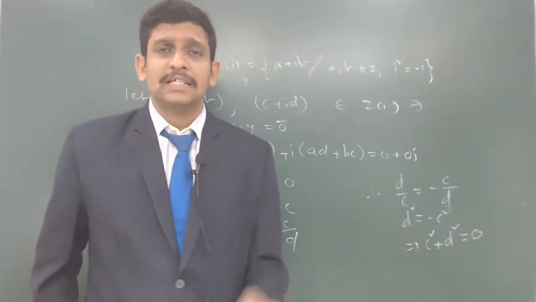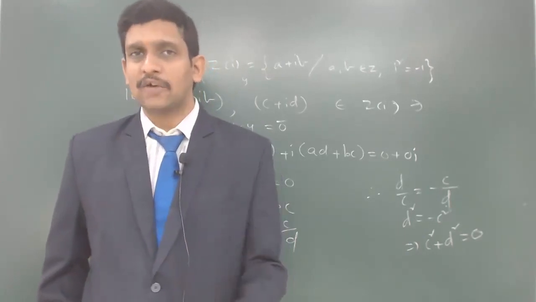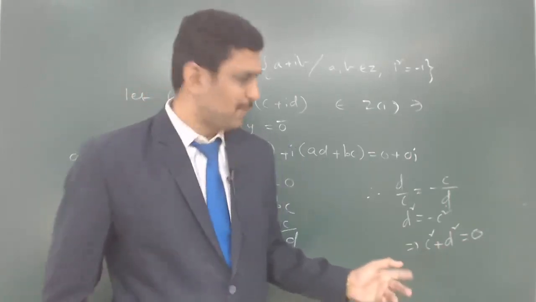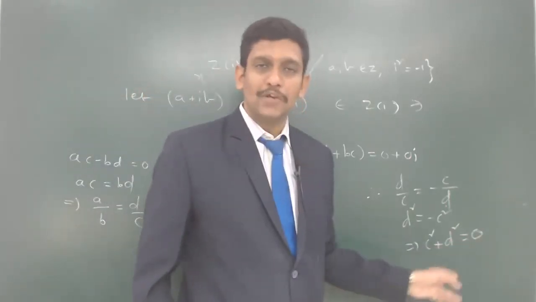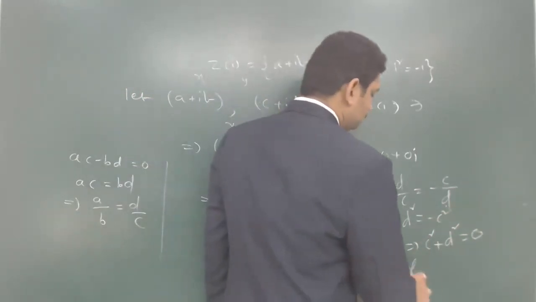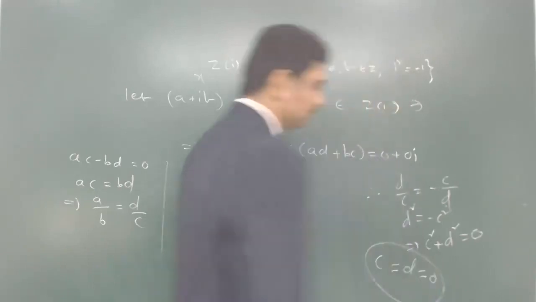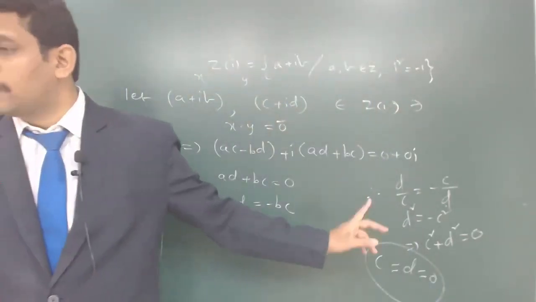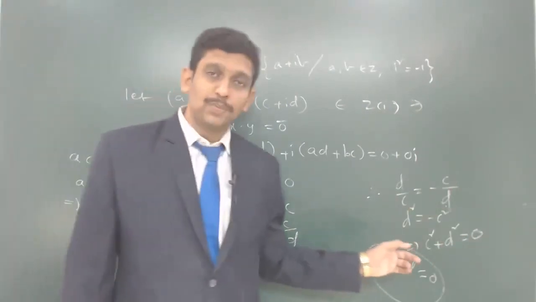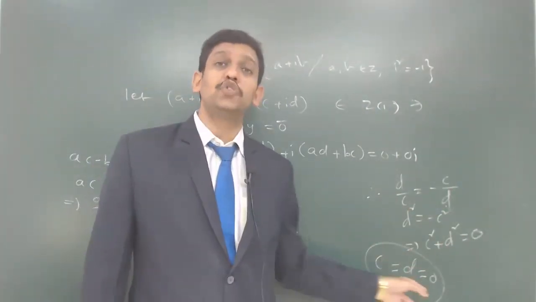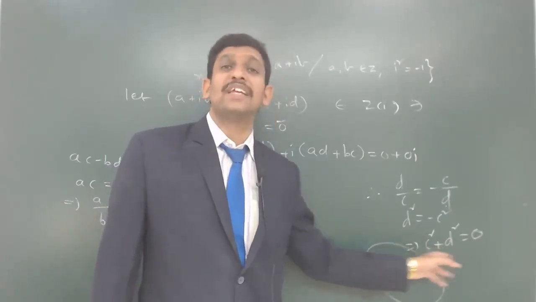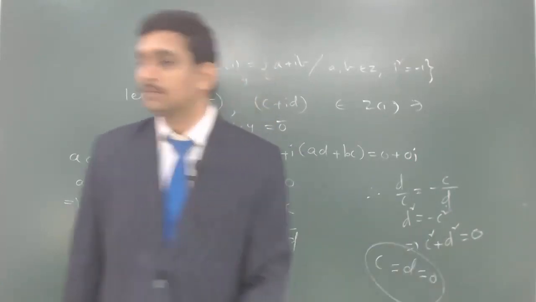Here you can say that c square is greater than or equal to 0 and d square is greater than or equal to 0. Now what happens if you sum up these two values? The only possibility is that c and d must be 0. Otherwise you will not get c square plus d square equal to 0. The sum of their squares will not be equal to 0.